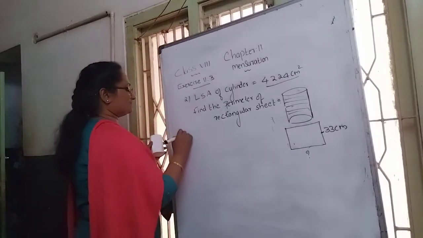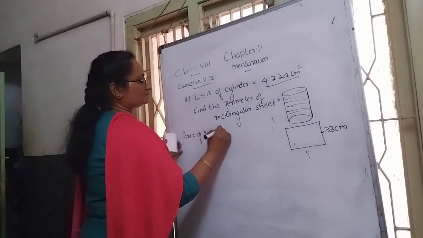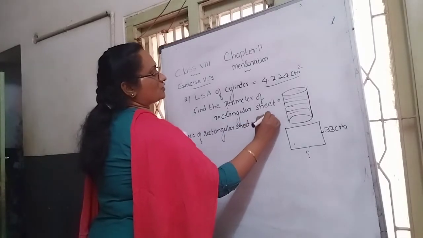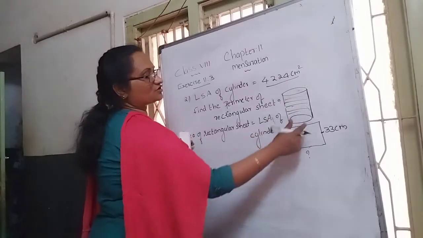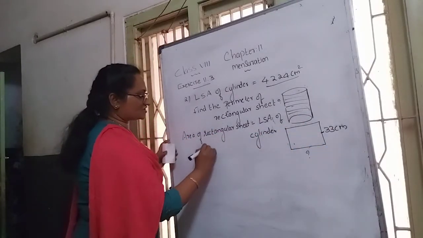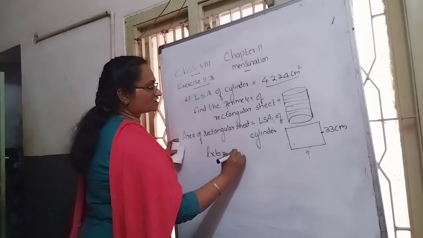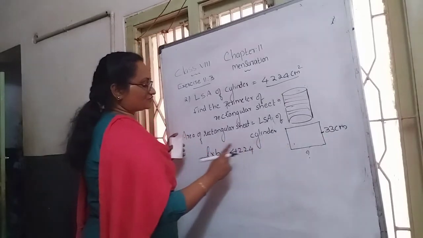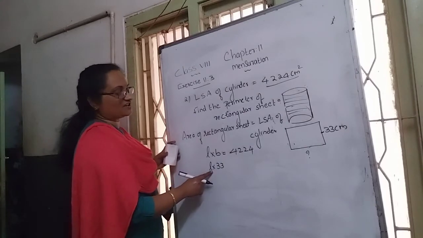So what can we write? Area of the rectangular sheet is equal to the LSA of the cylinder. Why? Because we cut only this curved part, and opening it we get a rectangular shape. The area of a rectangle, what is the formula? Length into breadth. The LSA of the cylinder is given as 4224. The length we don't know, but the breadth of the rectangle is given, 33. So we substitute 33 and find the L value.